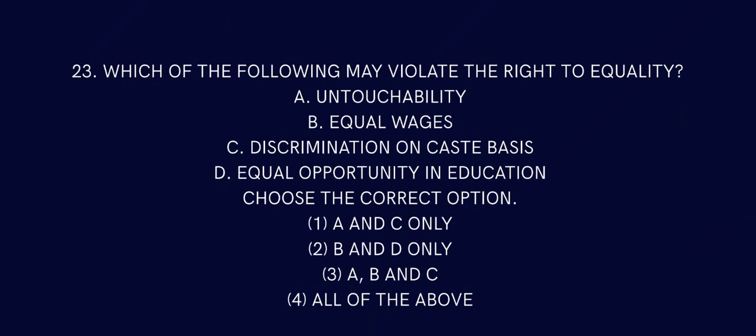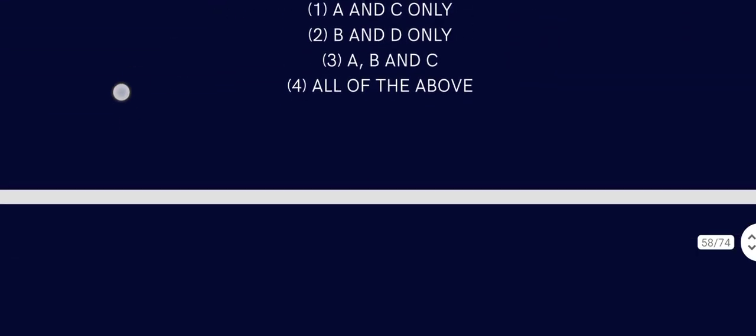Untouchability, equal wages, discrimination on caste basis, or equal opportunity in education. Like when you read it, you get it. The answer: equal wages is a good thing, equal opportunities in education is a good thing, but the violation of the right of equality is untouchability and discrimination on caste basis. So the answer is A and C.